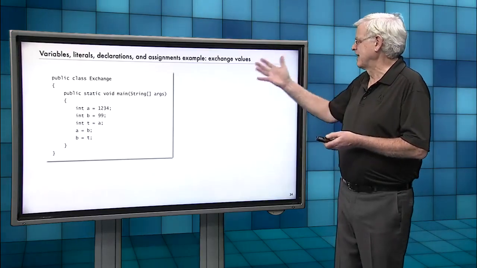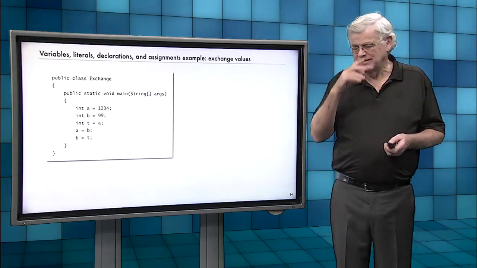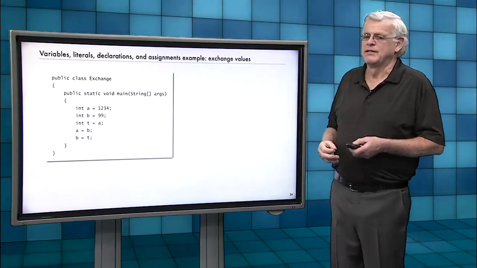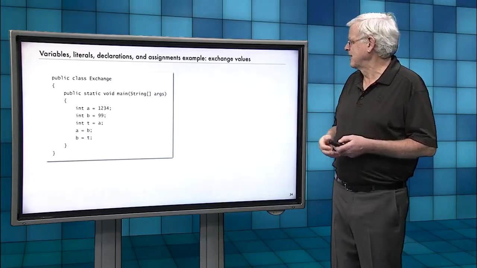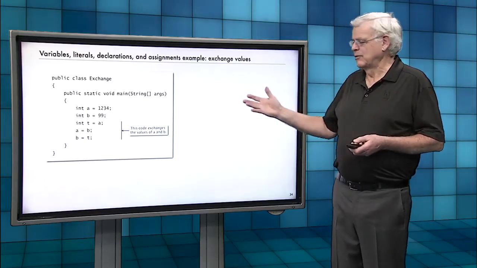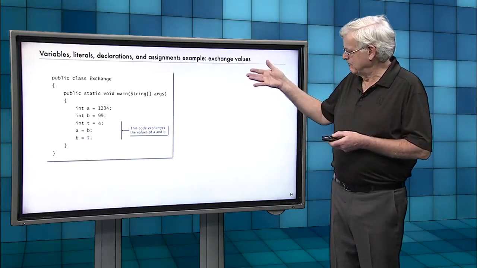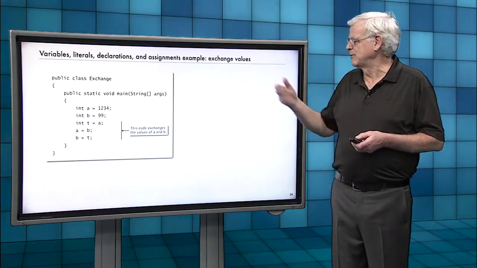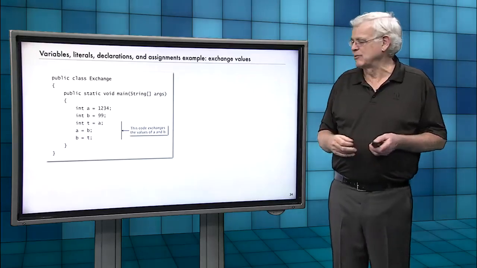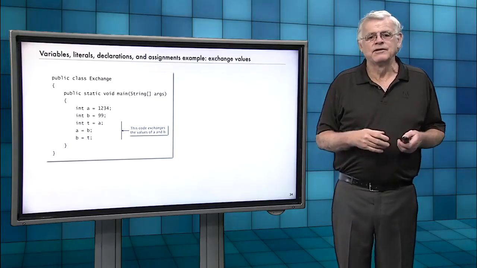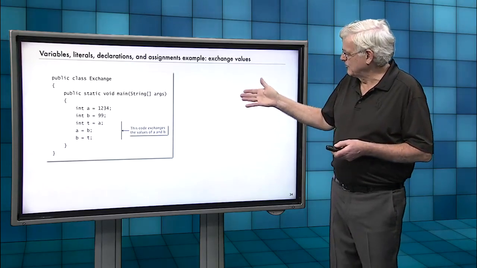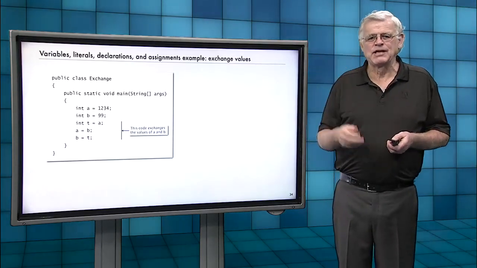So let's look at a really simple example of a complete program that uses all of these concepts. What happens is that we have two variables, a and b, 1234 and 99, that we set up like on the previous slide, and they're both int values. And then this is a program that exchanges the values of a and b.